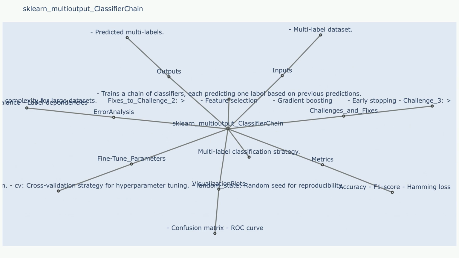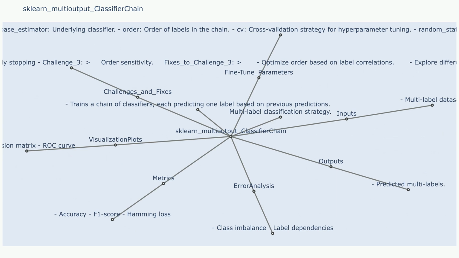Metric 1. Explain in detail. Accuracy, precision, recall, and F1 score are common metrics used to evaluate the performance of multi-label classification models. Other metrics specific to multi-output models include Hamming loss, subset accuracy, and ranking loss.